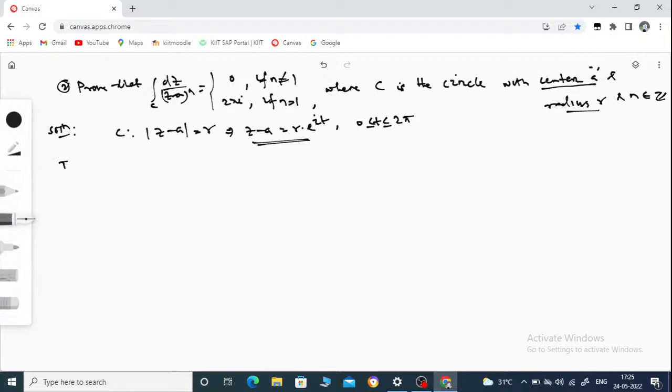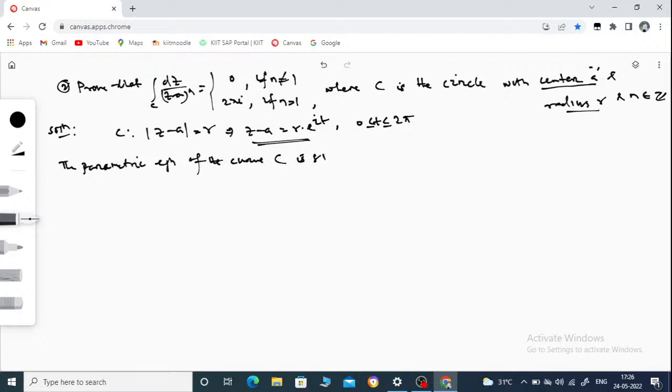See, the parametric equation of the curve c is given by, so if I introduce t, here only a single variable is there, so you can write the parametric equation as z minus a is equal to r e to the power it, where t varies from 0 to 2 pi. Okay, so this is the equation of the curve in parametric form.